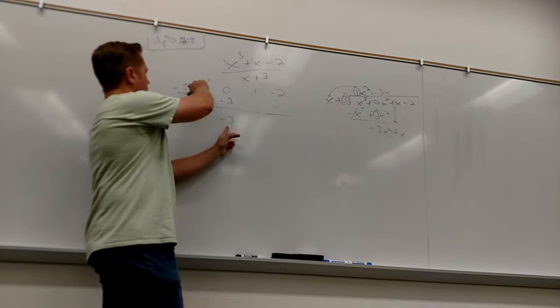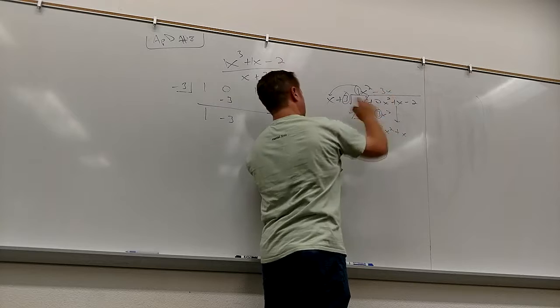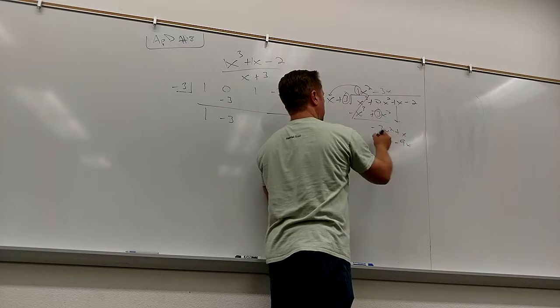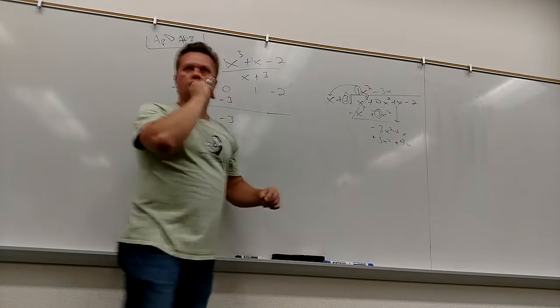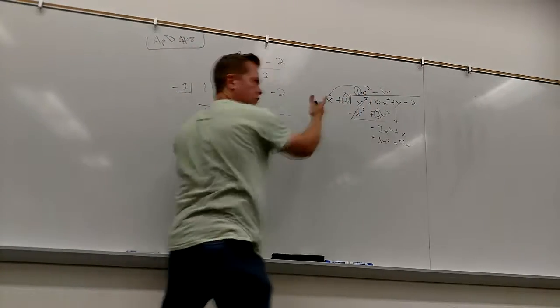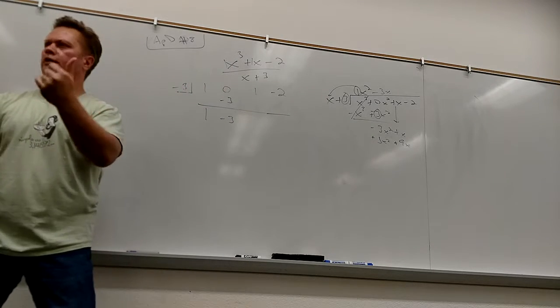So here, what would I do now with this? I would do negative 3x times x is negative 3x squared. Negative 3x times 3 is negative 9x, and then I would change the signs. So here, again, negative 3 times negative 3 instead of negative 3 times positive 3. I've already got the sign changed. I hope you guys are kind of with me.